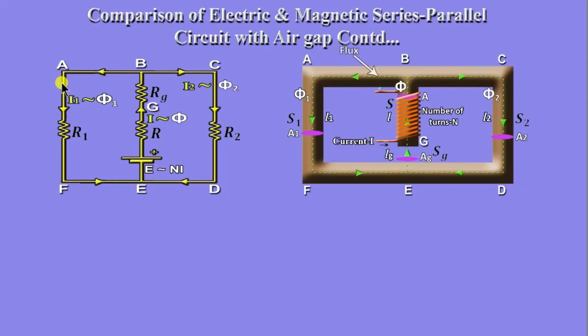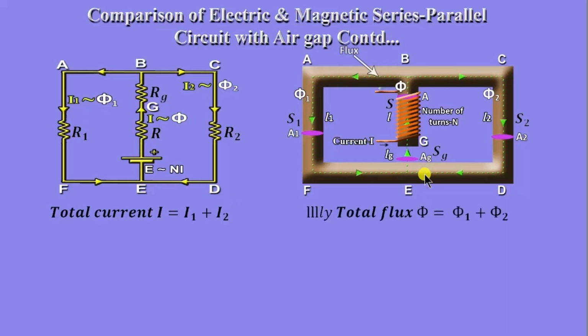We can draw one electric circuit which is equivalent to this as we have studied earlier. In this circuit, the total current I is the sum of the current flowing through this path and this path. That is, total current I is equal to I1 plus I2. Similarly, in this magnetic circuit, total flux divides into two as phi 1 and phi 2. Therefore, total flux phi is equal to phi 1, which is going in path BAFE, and phi 2, which is going to the path BCDE.